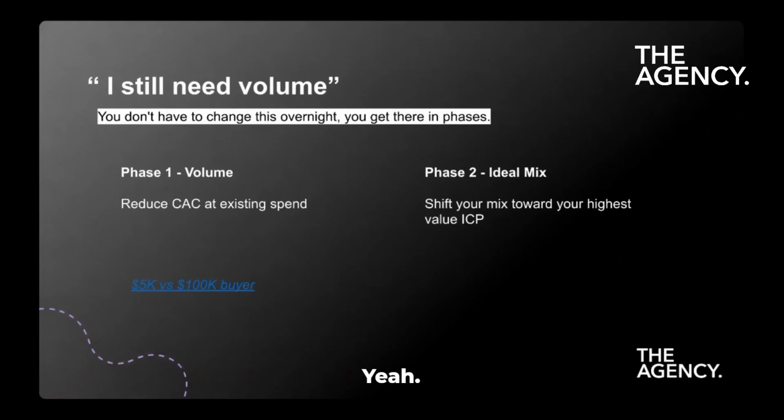Yeah, I'm happy to share this with you guys afterwards. I have a bunch of frameworks. Etienne, I've already shared a lot with you guys.